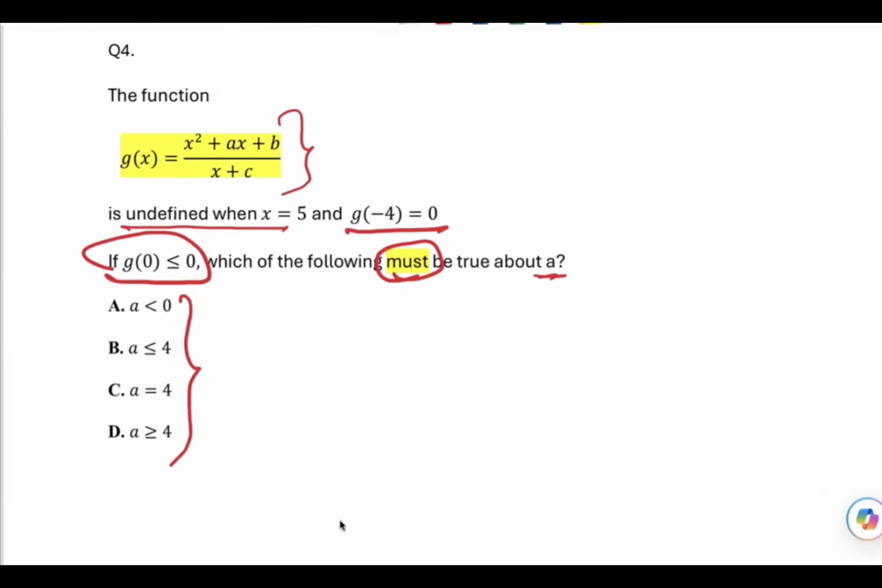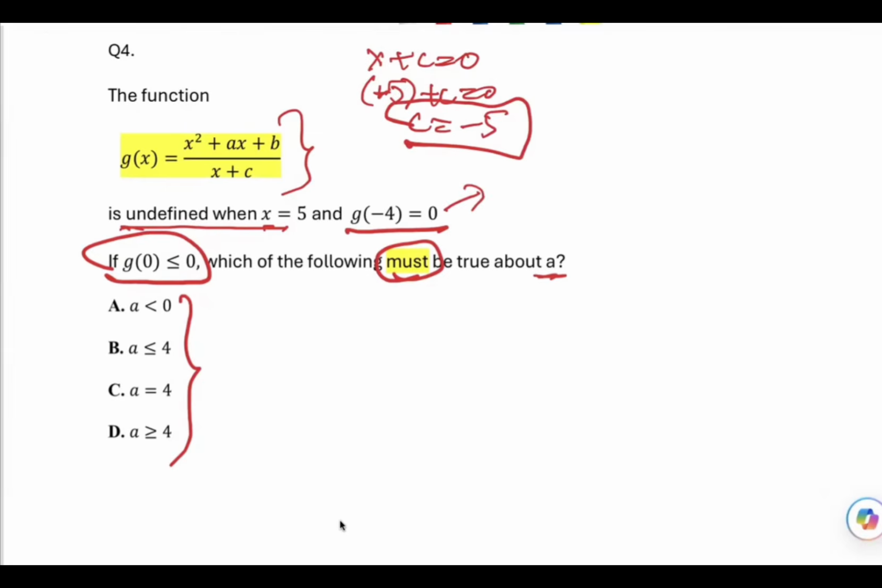First thing, if the function is undefined at x equal to 5, that means x plus c is 0. When 5 is here, I put 5 here, plus c is equal to 0. C is equal to what? Minus 5. That's the key. I get one clue. When it said g of minus 4 is 0, that means it's a factor. Whenever a function is equal to 0, it's a factor. That means x plus 4 should be equal to 0.